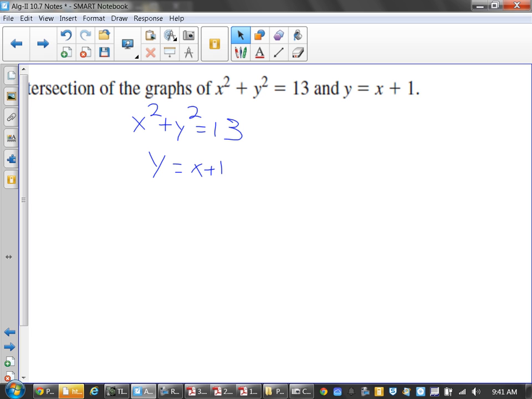Substitute in for y, right? So could I do this and write x squared plus (x plus 1) squared is 13?